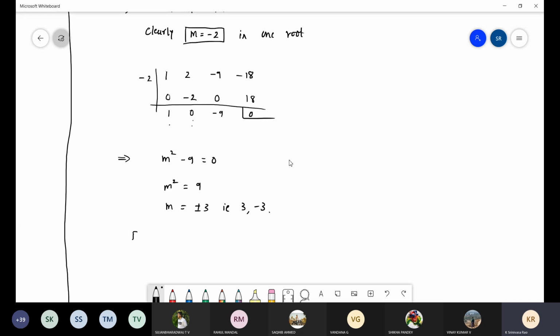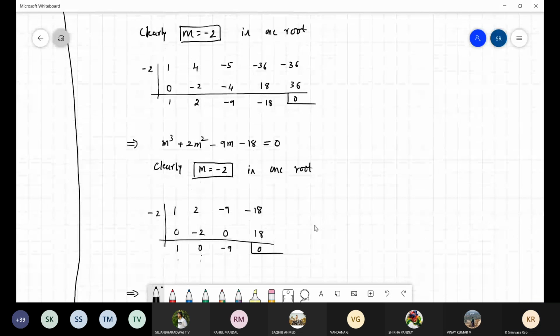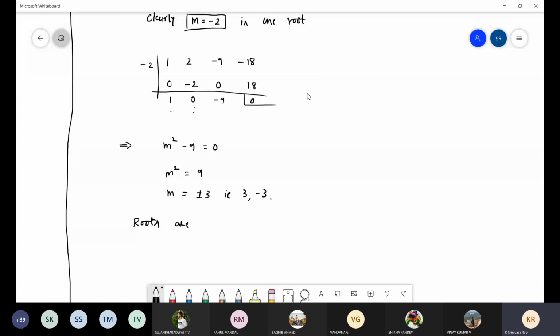Now the roots are, this is a very important step now. Roots are minus 2, minus 2, 3, and minus 3. Okay, there are 4 roots because the given problem is 4th order. So you should find out 4 roots, and therefore y is equal to yc.